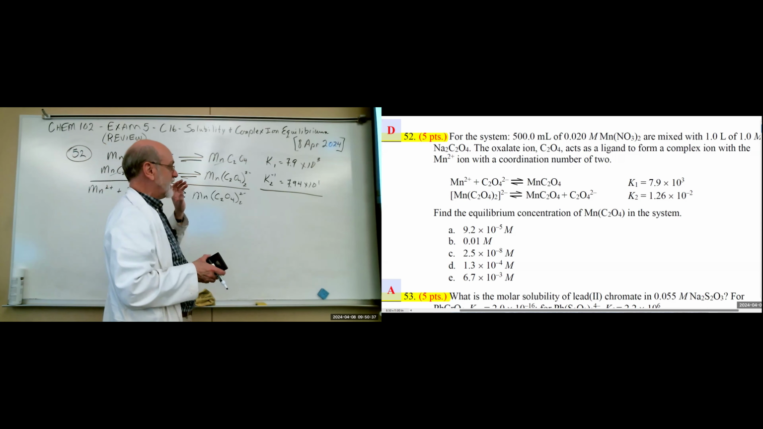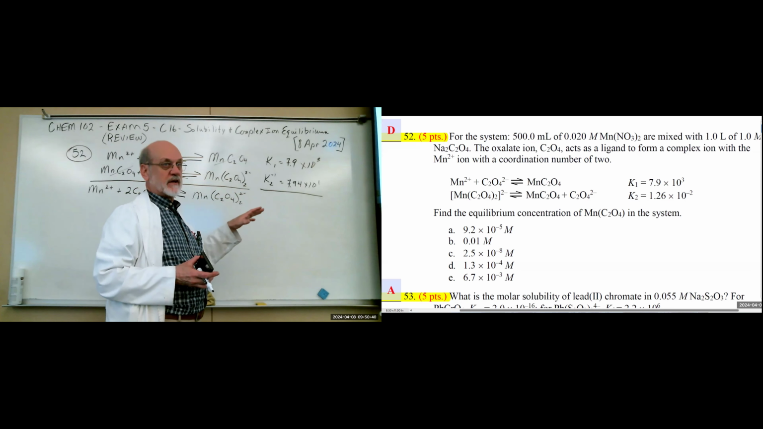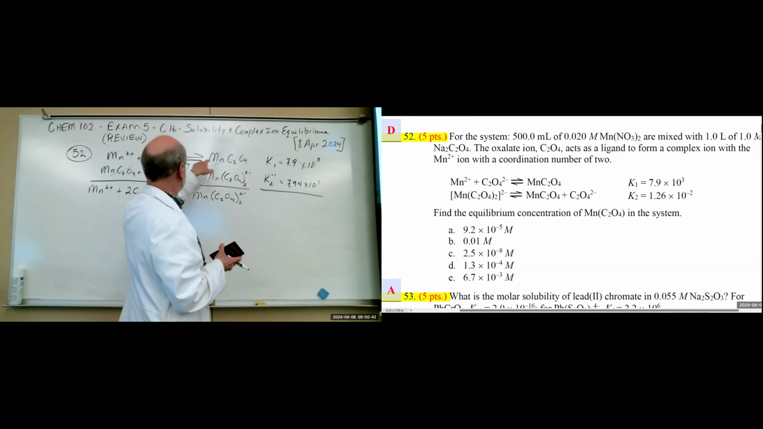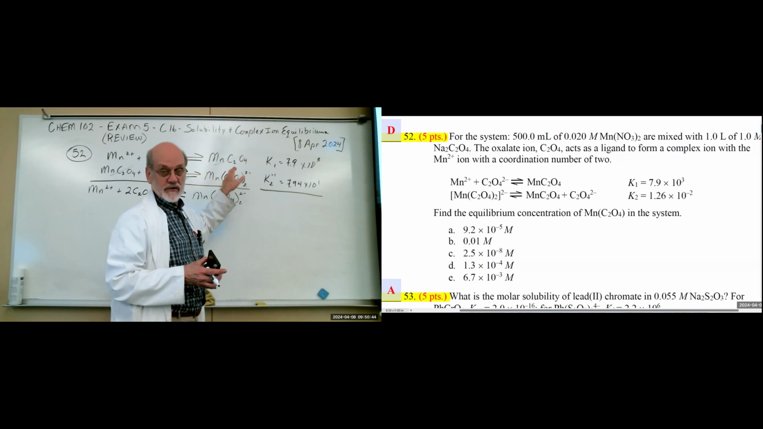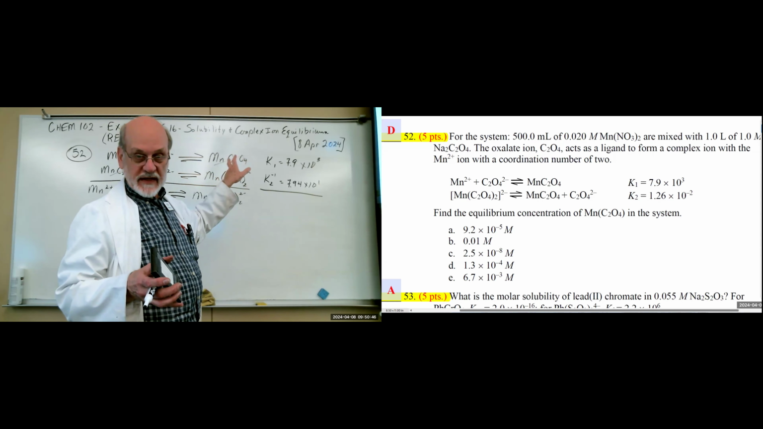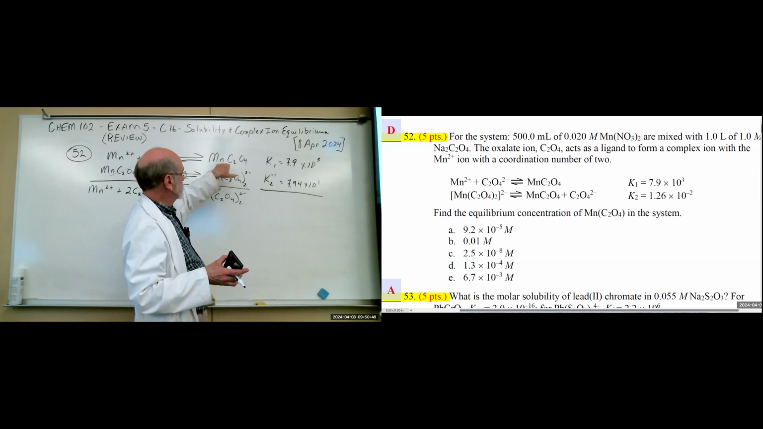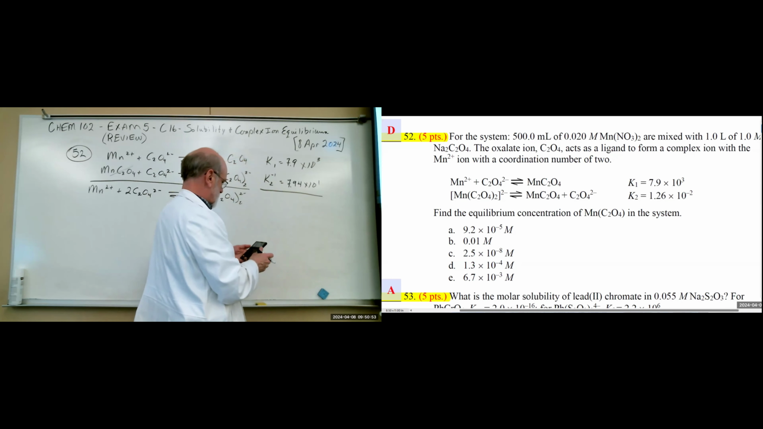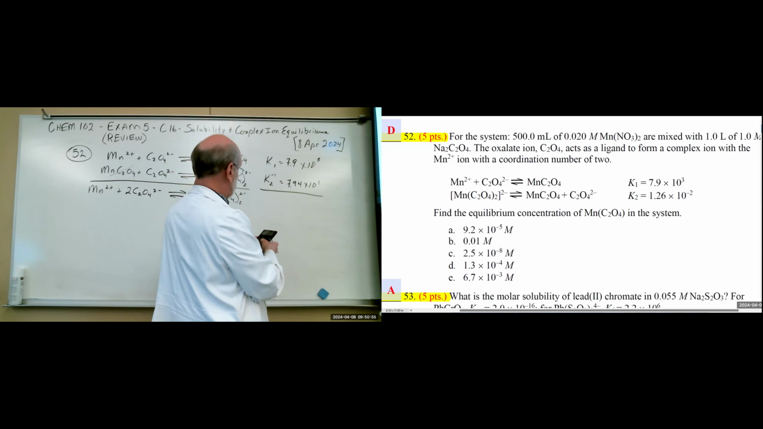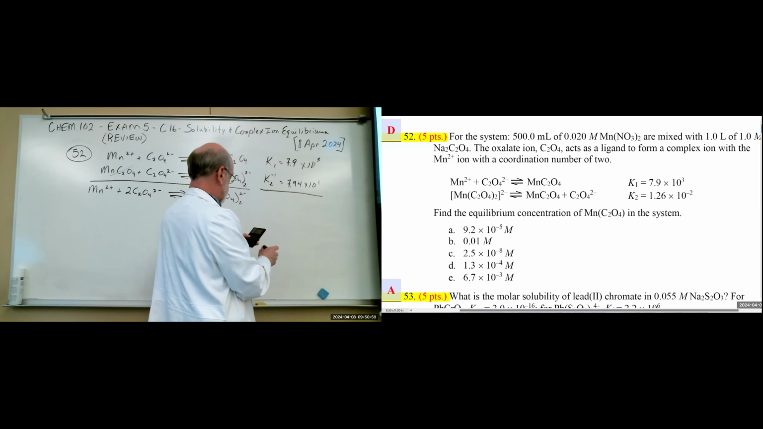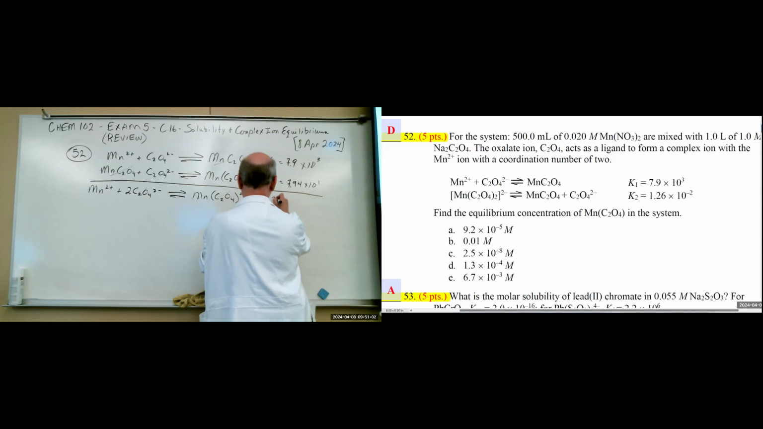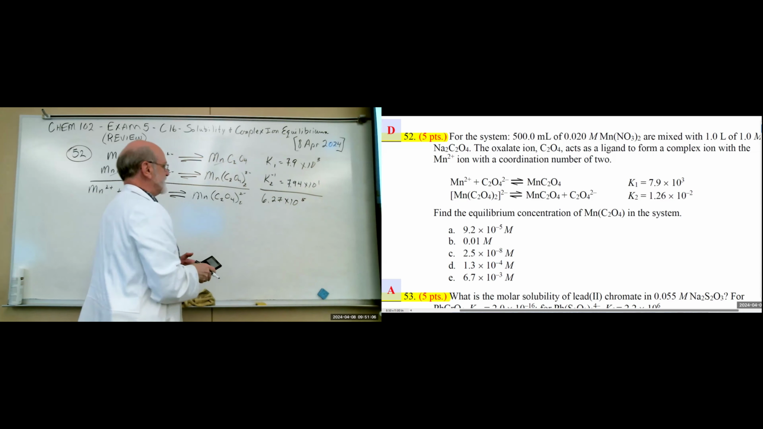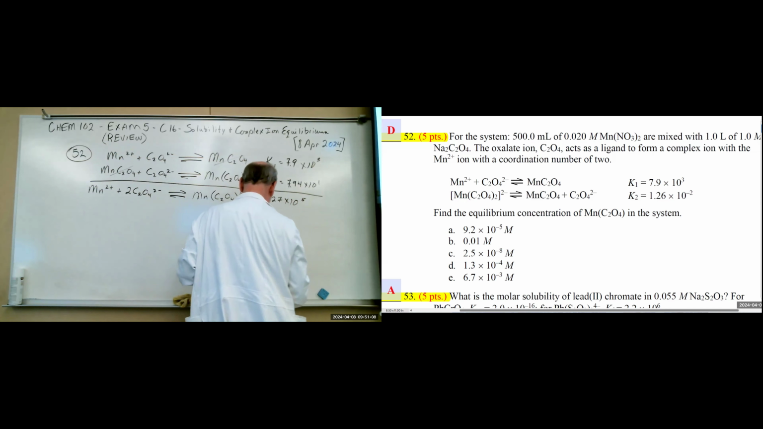What we have to do is find out what are the equilibrium conditions. Then we can go back and calculate this one, because that answers the question, doesn't it? What's the equilibrium concentration of this complex ion? So those two, that one and 7.9 times 10 to the 3 times 7.94 times 10 to the first is 6.27 times 10 to the 5th.